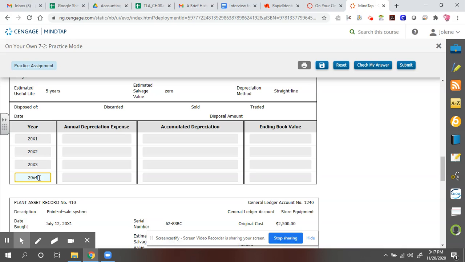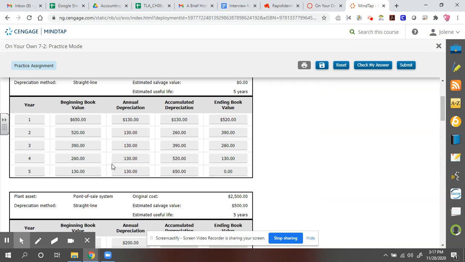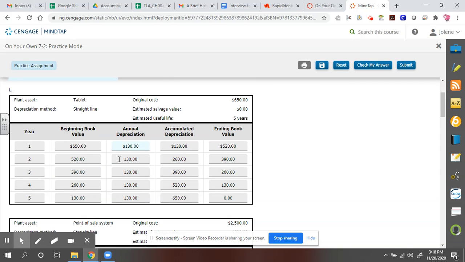They want us to show this. This is the second set of instructions. And they want to know the same thing that we did up at the top, just in a different format. That's all. Just for 4 years, annual depreciation. And so we scroll up here to the tablet, and we're taking $130 off each year.